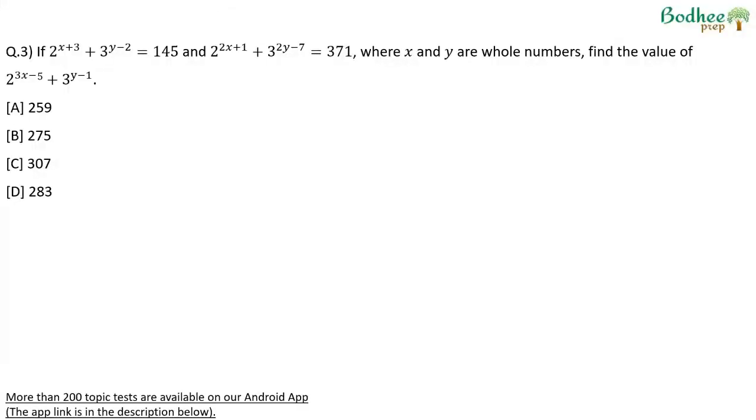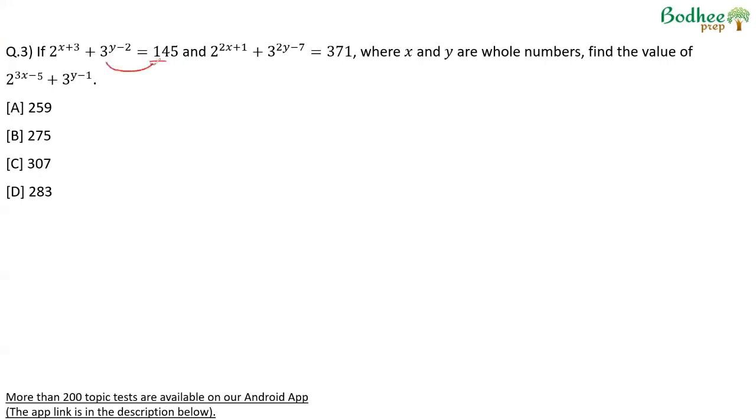If 2 raised to power x plus 3, plus 3 raised to power y minus 2 is 145, 2 raised to power 2x plus 1, plus 2 raised to power y minus 1, y minus 7, 2y minus 1, 371, whatever the expressions are, x and y are whole numbers. Since x and y are whole numbers, I can actually put values and solve here also because these numbers are not very large, 145 and so on.